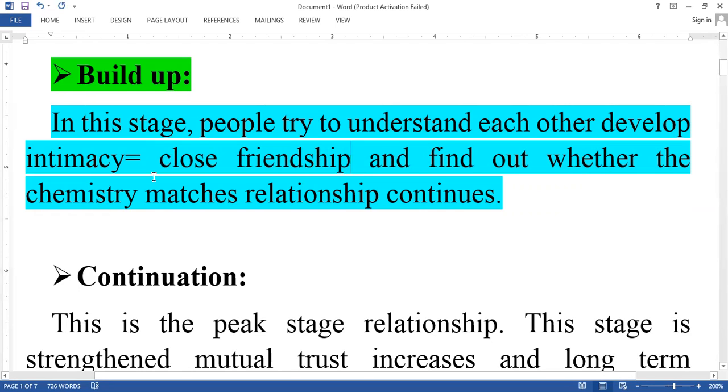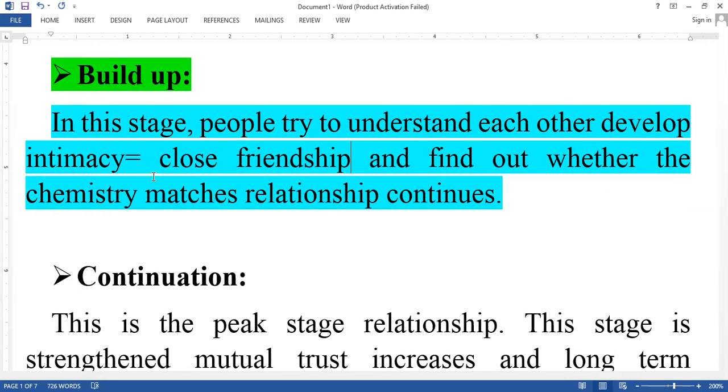See, this is the second stage of developing the interpersonal relationship. In this stage, the individuals are going to understand each other, develop their close friendship, and find out whether their chemistry, that is their tastes and preferences, matches the other person's tastes and preferences, and their opinions and thoughts match the other person's opinions and thoughts. So this is what we call the chemistry of both persons.